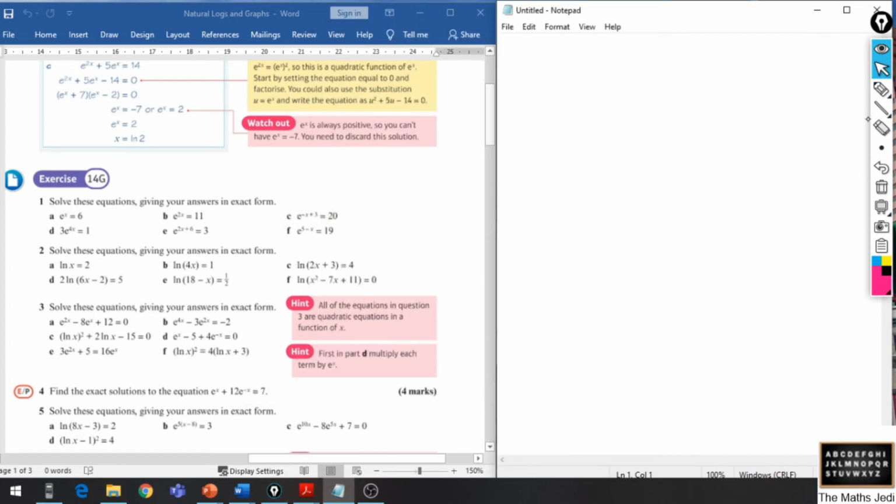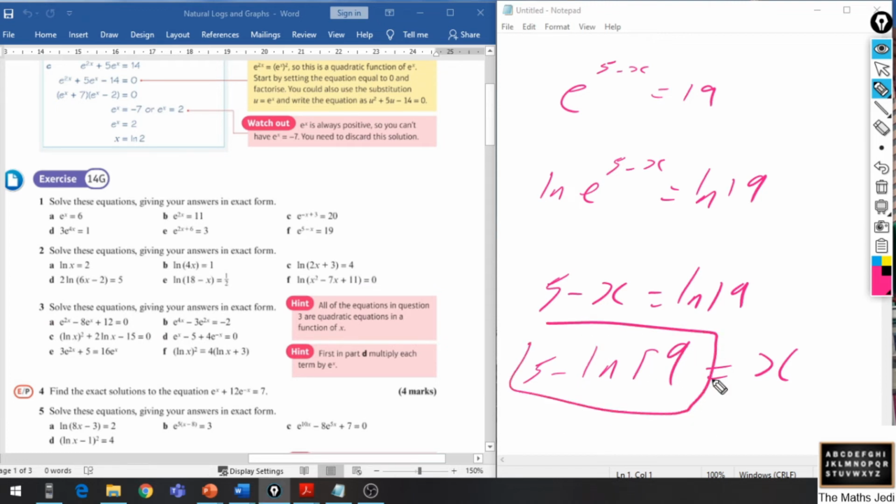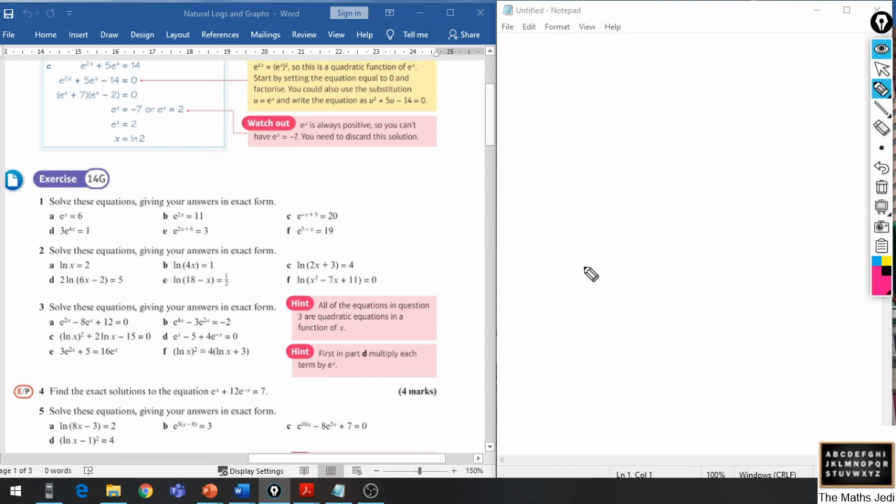I'll do the last one as well, just make sure you've got yourself understanding that. So the last one, we'll do this one a bit quicker. So e to the 5 minus x equals 19. Take logs on both sides. That gives us 5 minus x equals log 19. And then that means 5 minus log 19 equals x. And then from there we can leave it in that form. So 5 minus log 19. Easy.